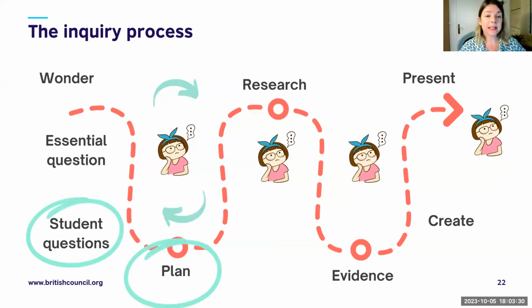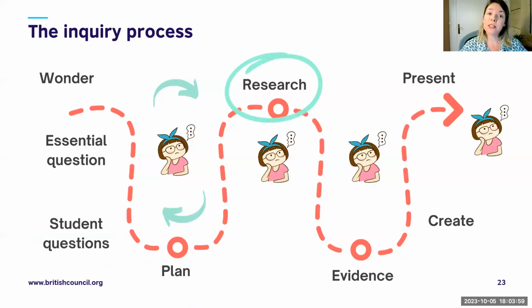So we're at the planning stage, and you could do this together as a class. Maybe at first you could discuss, what can we do to find information? Where can we look? Or you may want to plan activities yourself as a teacher the first few times you try this approach. And then later on, when students are more used to it, they can become more involved in this process.